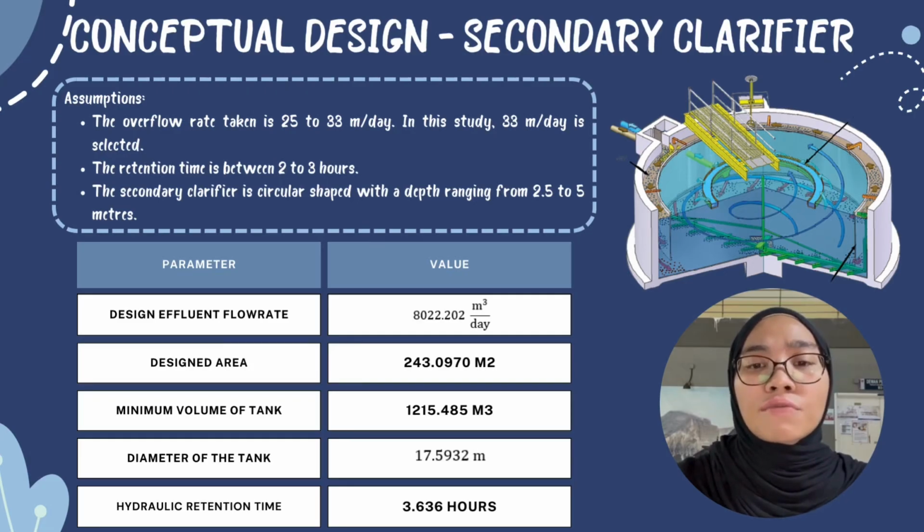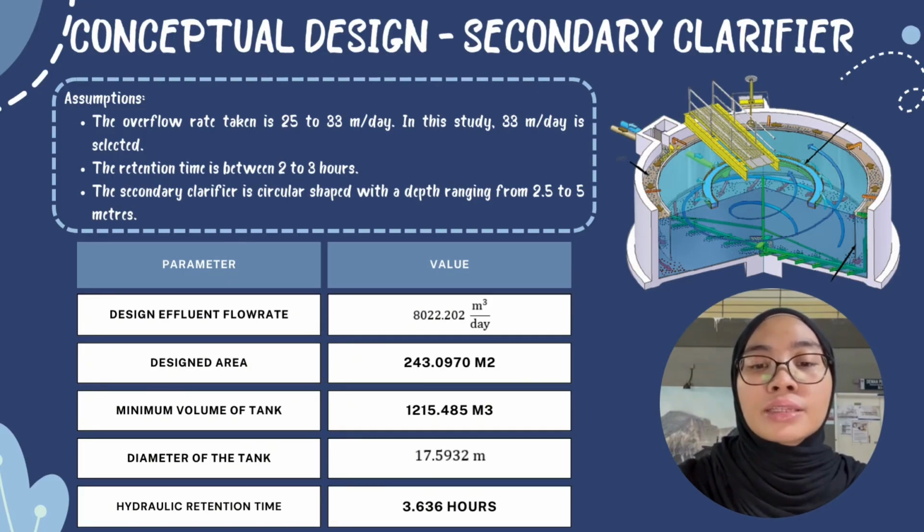The total tank volume is 1,215.485 meter cube and the hydraulic retention time is 3.636 hours, allowing sufficient time for sludge settling. This conceptual design ensures optimal pollutant removal, enhanced sludge separation efficiency, and supports sustainable wastewater treatment operation while maintaining compliance with environmental discharge standards.